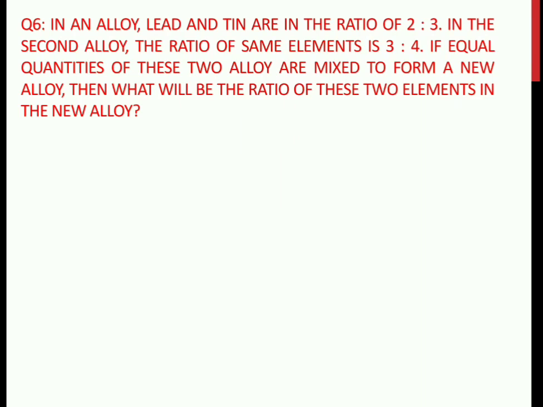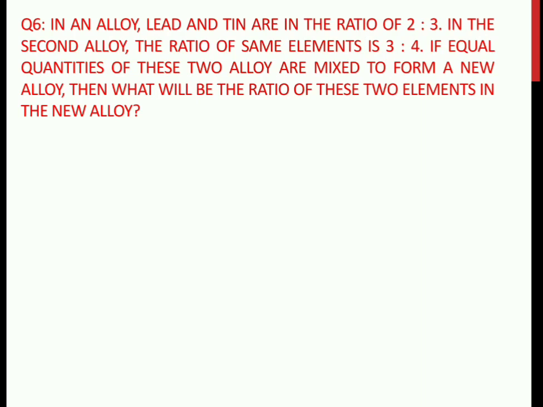In an alloy, lead and tin are in a ratio of 2:3. In a second alloy, the ratio of same elements is 3:4. If equal quantity of those two alloys are mixed so as to form the new alloy, then what will be the ratio of those two elements in the new alloy?